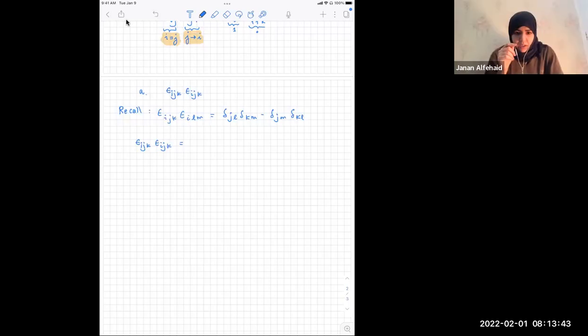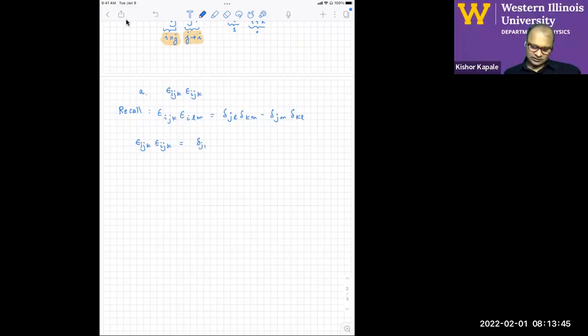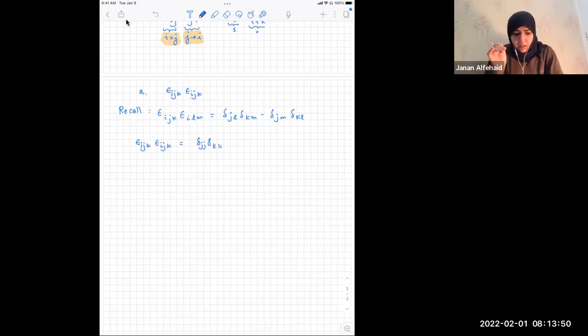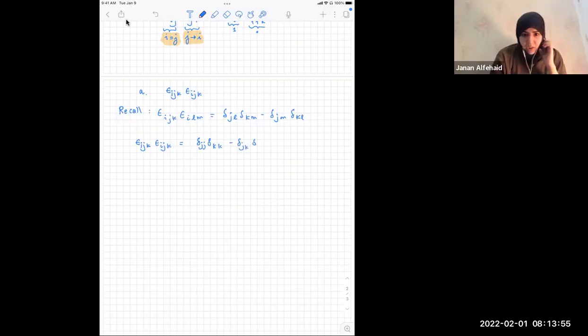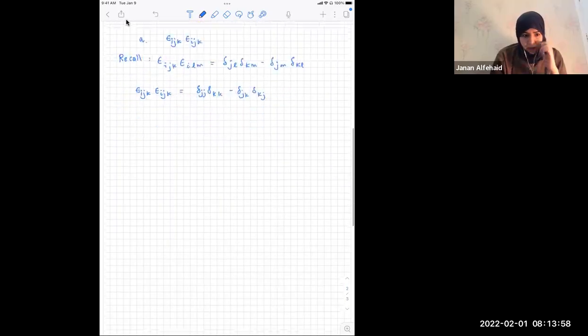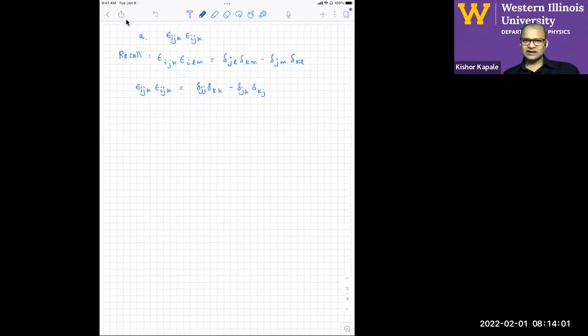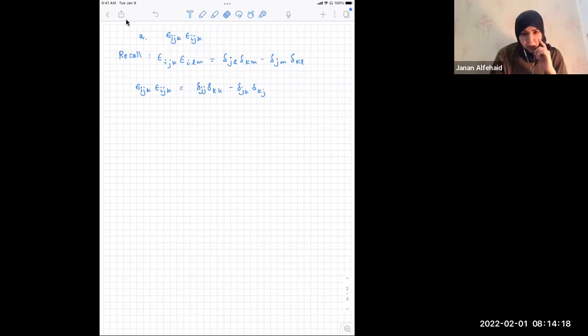Delta JJ, delta KK, minus delta JK, delta KJ. Okay, very good. Now you can see easily here that these terms are delta JJ and delta KK, right? So these things are just being summed over, and the indices are the same. What's the value of delta JJ when the index is being summed over? 3. Anybody knows? 3. Okay, very good.